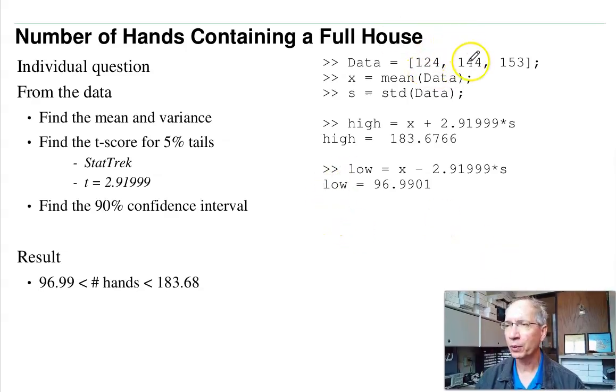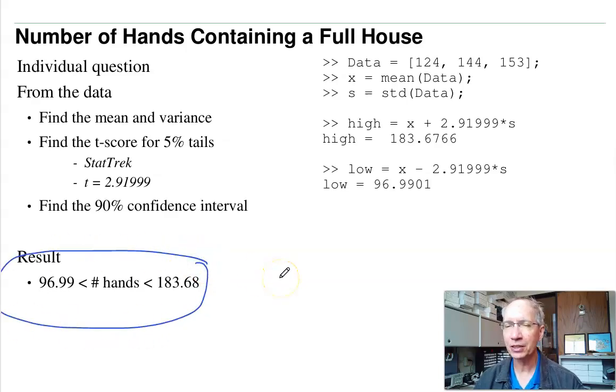That's 124, 144, 153 hands out of 100,000 that got a full house. I will then find the mean, find the standard deviation. The spread for the hands dealt, that'd be an individual question. I'm going to take the t-score for 5% tails. From StatTrak, that's 2.91999. That's for a sample size of 3, 2 degrees of freedom, 5% tails. Go left and right of the mean that many standard deviations, and what that says is somewhere between 96 and 183 hands should be a full house.